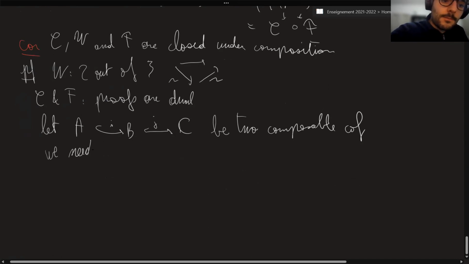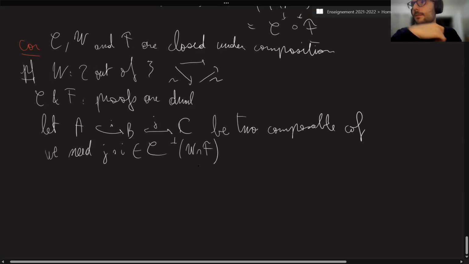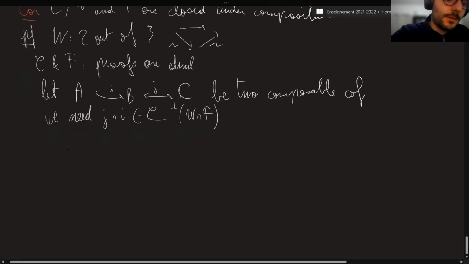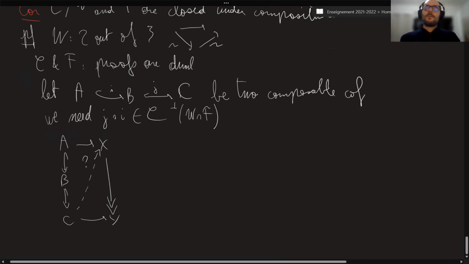So we need J circle I to be a cofibration. And as we saw, a cofibration is something which has the lifting property with respect to acyclic fibrations. So we are going to prove that J circle I has the lifting property with respect to acyclic fibrations. So we do it like that. We start with a commutative diagram in which this is an acyclic fibration, and on the left it's our map, I and J. And we want to show that there exists a lift.